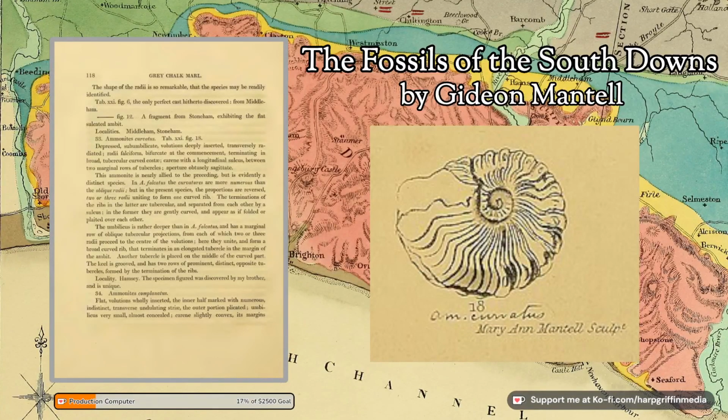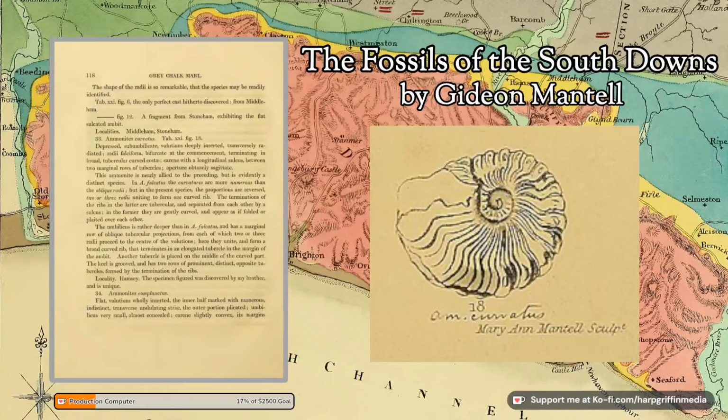33. Ammonites curvatus. Tablet 21, figure 18. Depressed, subumbiculate, volutions deeply inserted, transversely radiated, radii falciform, bifurcate at the commencement, terminating in broad, tubercular, curved costae. Carina with a longitudinal sulcus, between two marginal rows of tubercles, aperture obtusely sagittate.